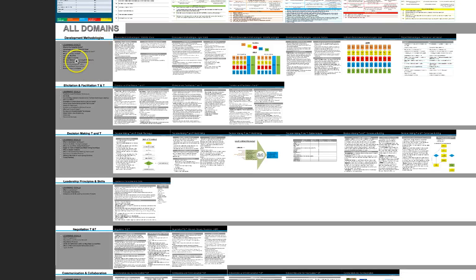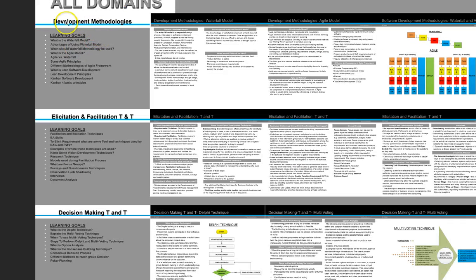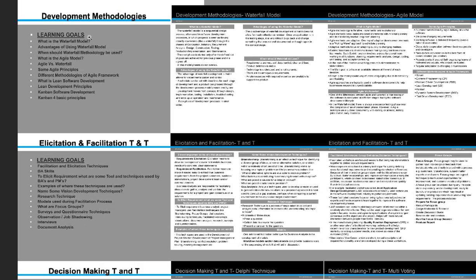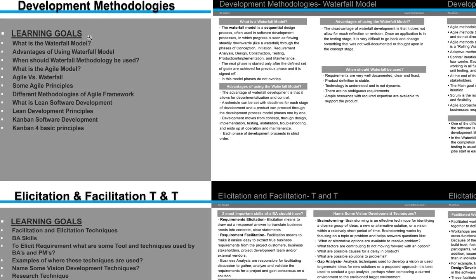The first one being development methodologies. This is where we are going to see which is the best development methodology that can be used for the project. Some of the commonly used methodologies that we have is the waterfall methodology, the agile methodology, then we have the lean software development and Kanban software development. Now this will be covered in detail when I get to those detailed chapters.